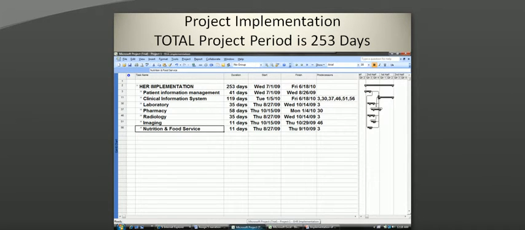The project implementation. We assume that our project will commence on July 1st, 2009 and will be completed 253 days later. This is assuming that we are working 5 days a week and 8 hours of operation in a given day. As we can see, the high-level tasks in this project are patient management information, clinical information system, laboratory, pharmacy, radiology, imaging, and nutrition and food service.